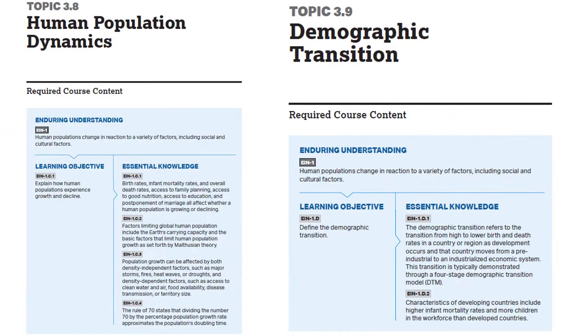And we have two other topics, topic 3.8 and 3.9. Human population dynamics, which is explain how human populations experience growth and decline. And then the demographic transition. So just be able to define the demographic transition. Okay. And again, the enduring understanding for all of these is the same.